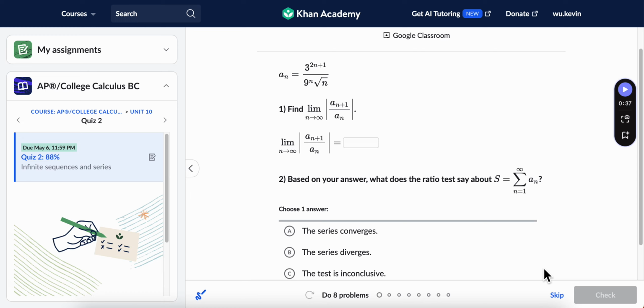This is a walkthrough on how to use the ratio test to determine if a series is divergent, convergent, or inconclusive. So here we have the series a sub n equals 3 to the 2n plus 1 over 9 to the n times the square root of n.